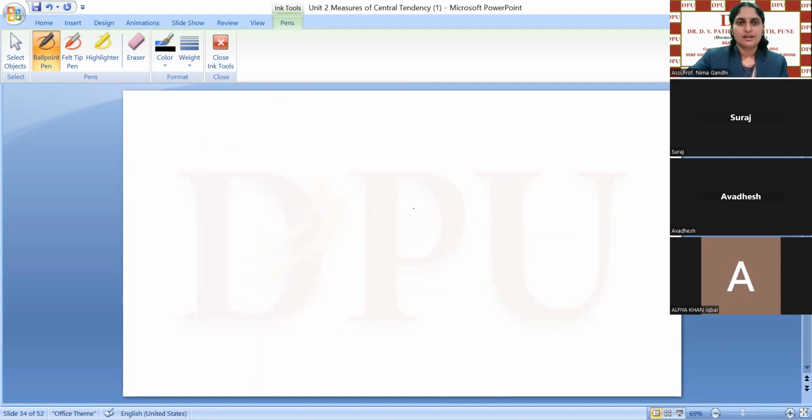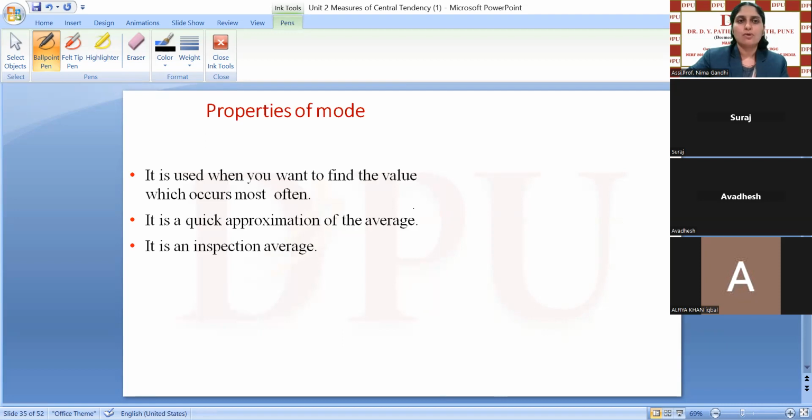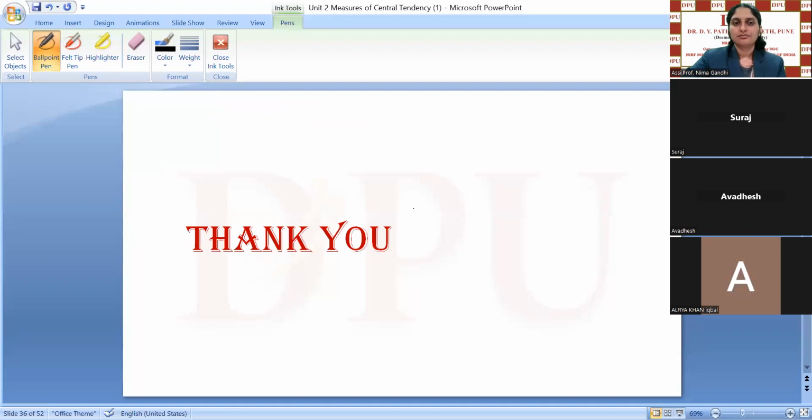So this is all about mode. These are the properties of mode. It is used when you want to find out the value which occurs most often. It is a quick approximation of the average. It is an inspection average. So it is used when it is not possible to find out the average, or you want to make an average by just looking at it, rather than actually calculating the average. Sometimes people use the mode, meaning the maximum observation, as the average. So here we are finished with Unit 2, that is measures of central tendency.